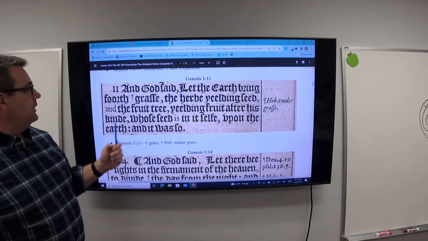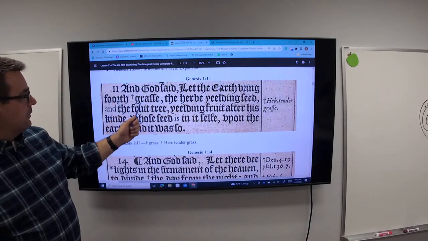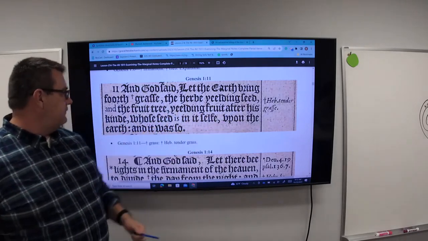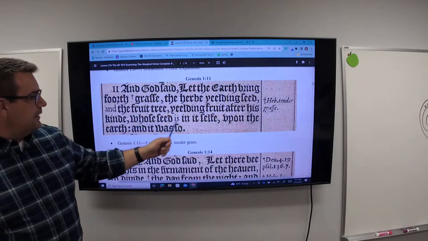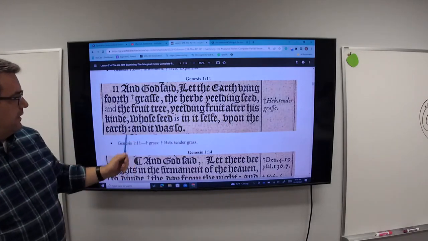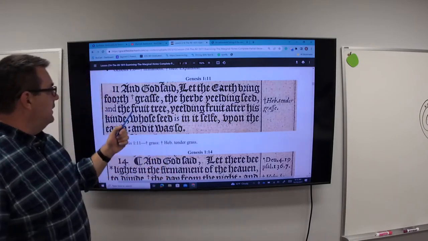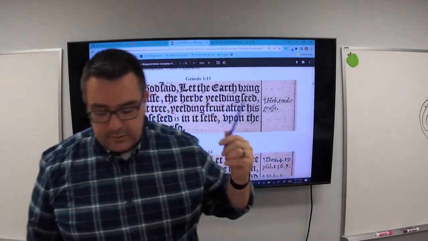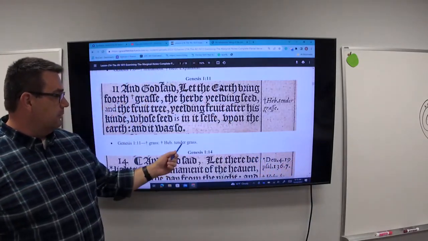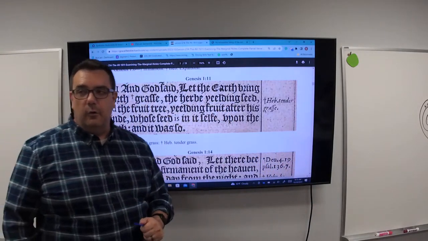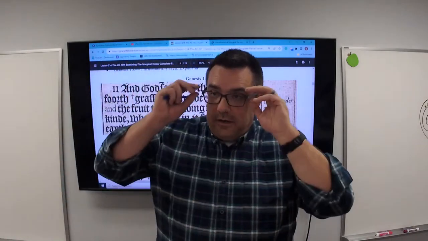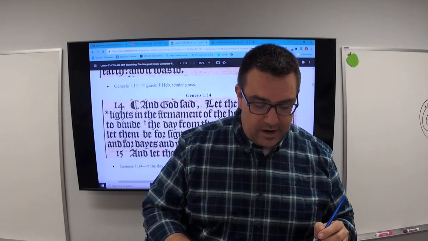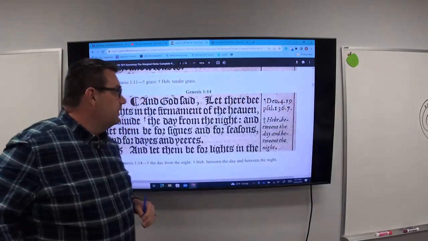And God said, let the earth bring forth grass, the herb yielding seed, and the fruit tree yielding fruit after his kind, whose seed is in itself upon the earth, and it was so. So here we have a dagger right here at grass. And so we could see that the alternative, or the more literal Hebrew rendering here is tender what? Tender grass. Okay, so all those daggers, again, are indicative of a more literal Hebrew rendering of the Hebrew words in question. The next one is verse 14.